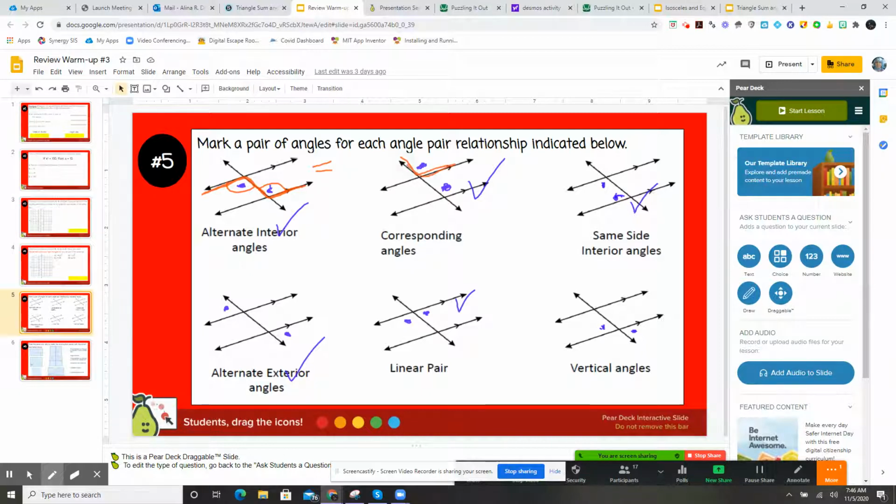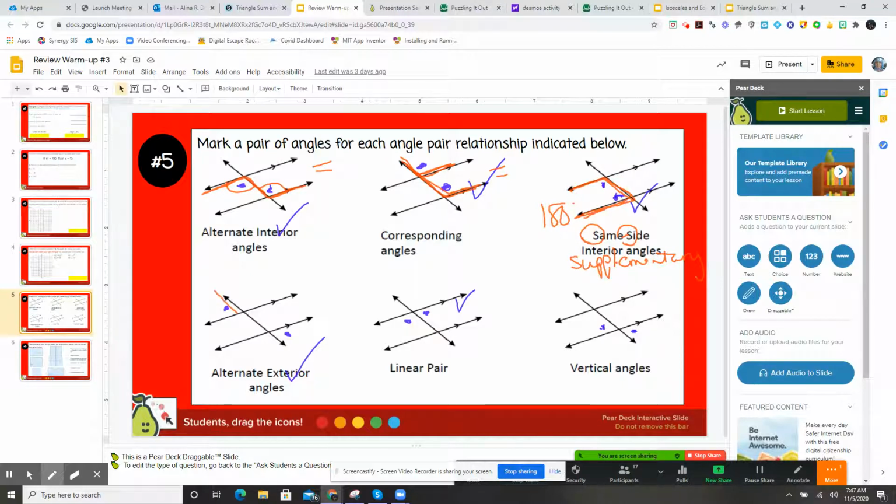What if I have, this kind of looks like an upside down F. Are those equal or are those supplementary? They are equal, absolutely. What about this one that looks like a U? Are those equal to each other or equal to 180? Those are going to be the 180, same side supplementary. Okay, same side supplementary. You can remember all the S's go together.